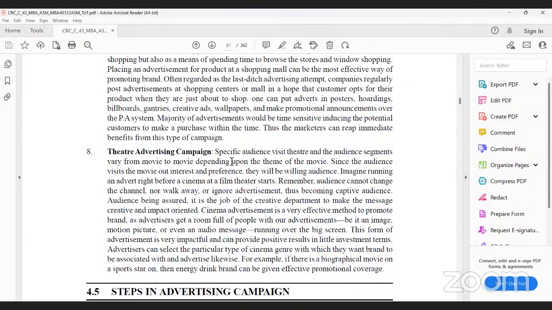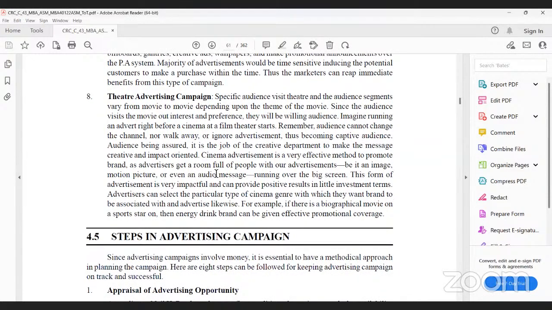Then the theater advertisement campaign, where the specific audience and audience segments vary from movie to movie. In theaters they give these advertisements before starting the movie or before the break, and some advertisements are also given during the movie.